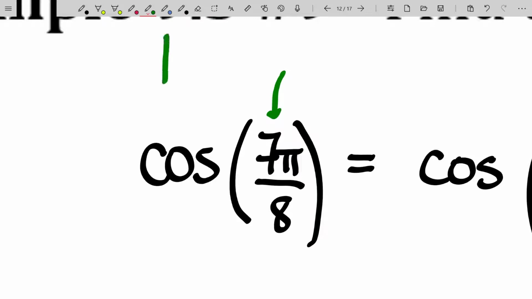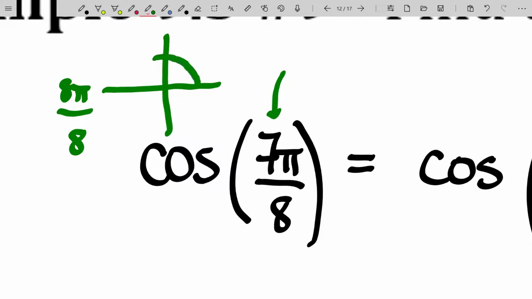And the only way you're going to find that out is by looking at what quadrant 7 pi over 8 terminates in. So here is our Cartesian coordinate system. Remember, pi is the same thing as 8 pi over 8. So if you open up an angle to 7 pi over 8, you're in quadrant 2. And we know that in quadrant 2, cosine is, I'm going to put quadrant 2 here.